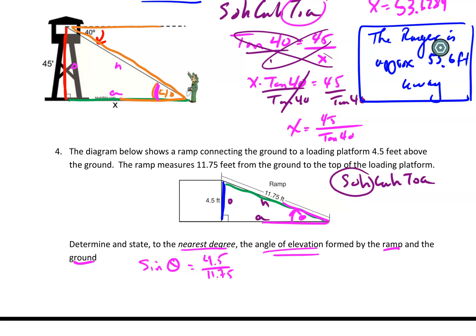Again, when trying to solve the angle measure, I can't plug this into my calculator with just sine of something. I don't have a number there. So I got to use the inverse function. So let's rewrite this. So we're going to say theta equals the inverse, that's sine with a little -1, of the fraction 4.5 over 11.75. Now I can go in my calculator and plug this in and see what kind of a number we get for this one here.